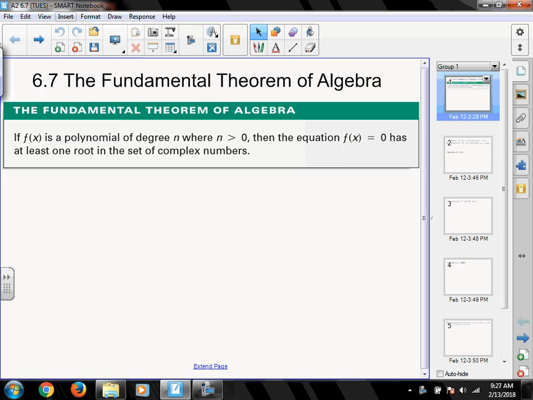Today, we're going to talk about section 6.7, the fundamental theorem of algebra. I know you guys have all been waiting for that for a while.